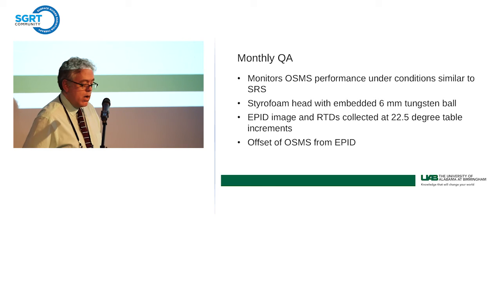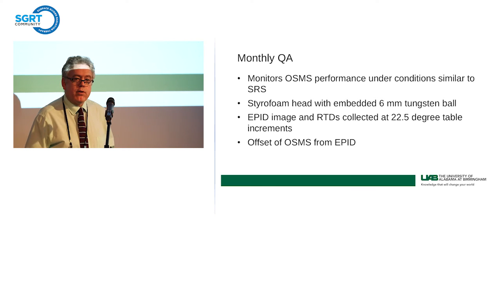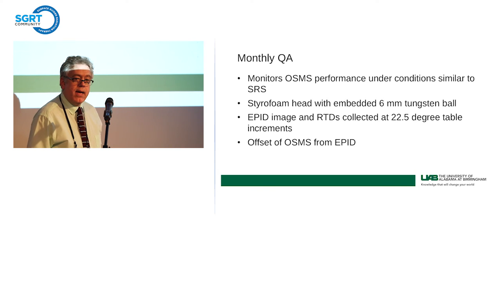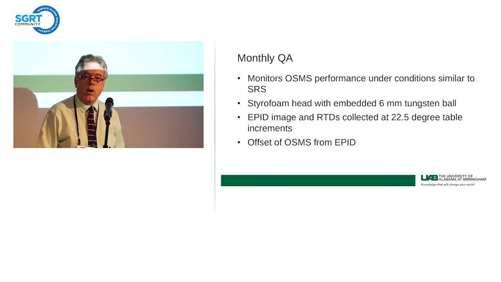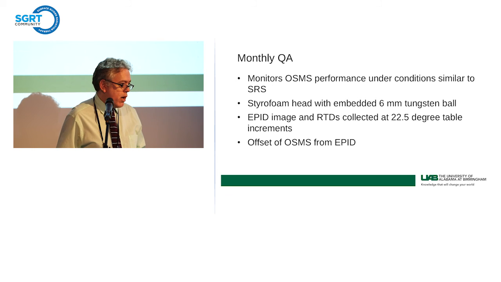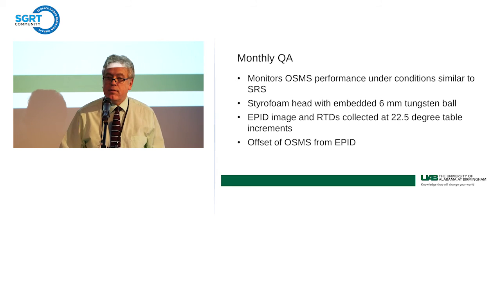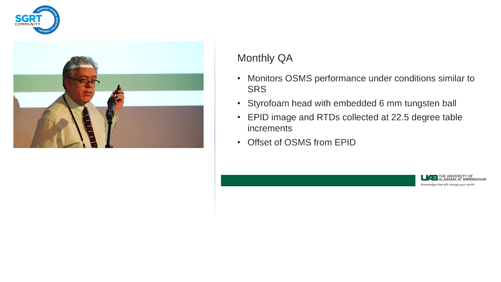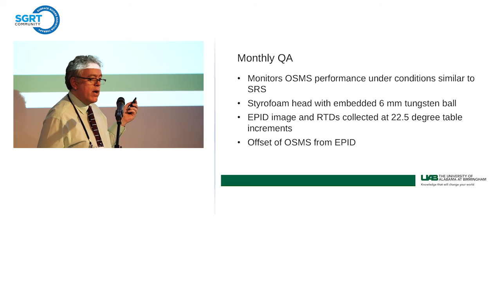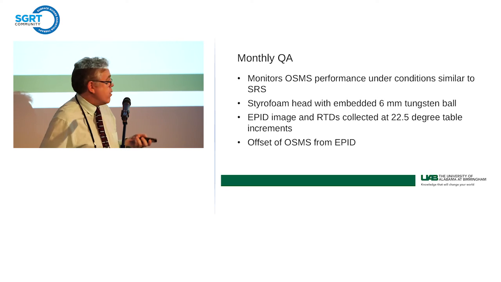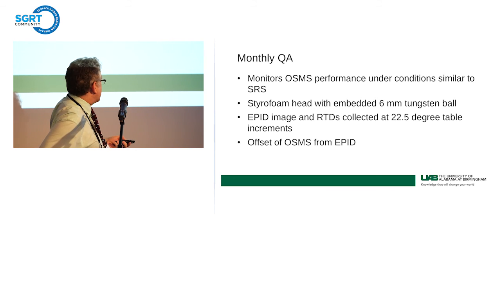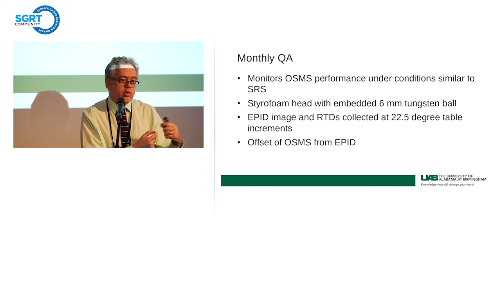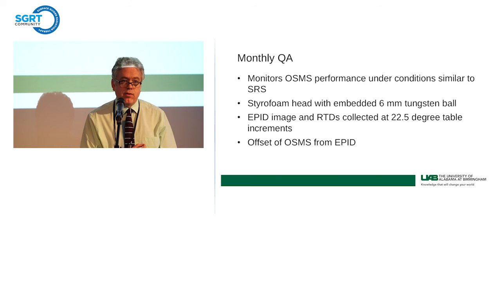And so in our monthly QA, we wanted to monitor the performance under conditions similar to those used in treatment. And so we have a styrofoam head embedded with a 6mm tungsten ball. One of my colleagues is pretty sure she's on a watch list because she called places asking if they had any heads. We capture, so it's like a table walkout test. So we capture the BB position on the EPID, and we also capture the surface position on OSMS at 22.5-degree table increments. And we look at the difference between the two. So we're subtracting couch walkout from the OSMS report.